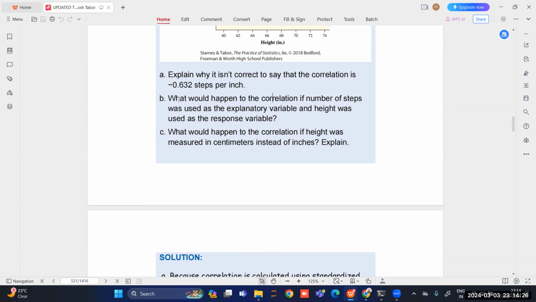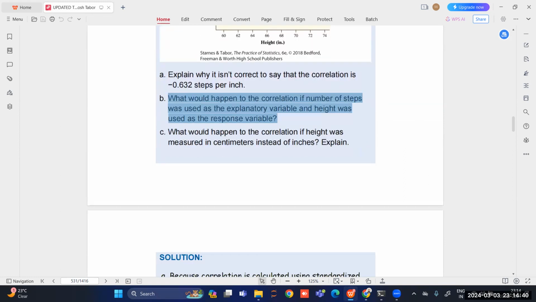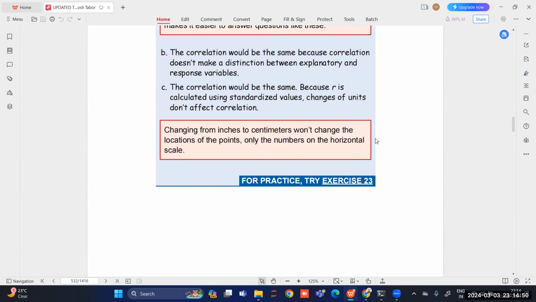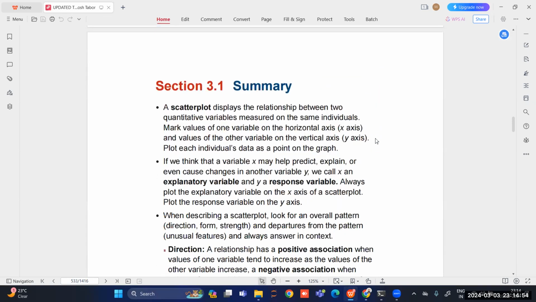What would happen to the correlation if the number of steps was used as the explanatory variable and the height was used as the response variable? We have seen that if we interchange the explanatory variable and the response variable, the value of r does not change. Yes or no? What would happen to the correlation if height was measured in centimeters instead of inches? I have given you this example also. It will not affect the value of correlation. Yes or no? Yes. So these answers you can note down. Okay.